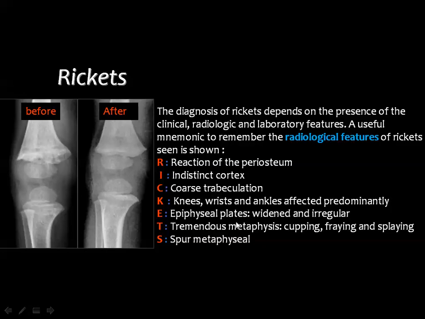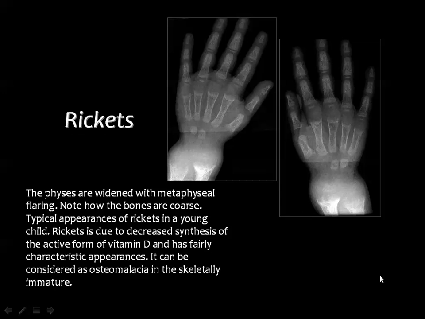Epiphyseal plates are widened and irregular, and there is tremendous metaphysis, which means that the metaphyseal end of the long bone is swollen, and this is clinically seen with cupping and fraying. Then you get metaphyseal spurs like this, and you get prominence of the metaphyseal end of the long bones. And this is the typical appearance of rickets, and you see cupping, fraying, enlargement, and swelling of the metaphyseal ends of the long bones.